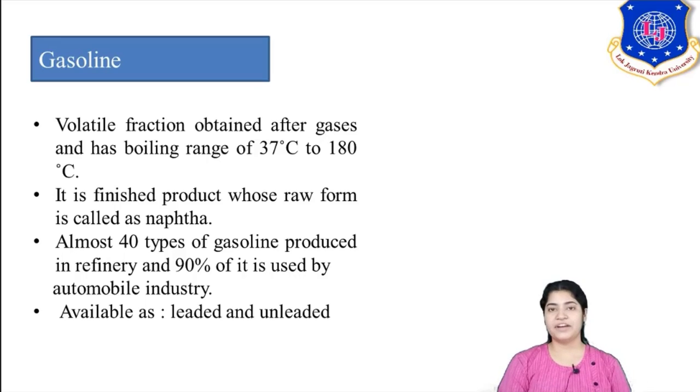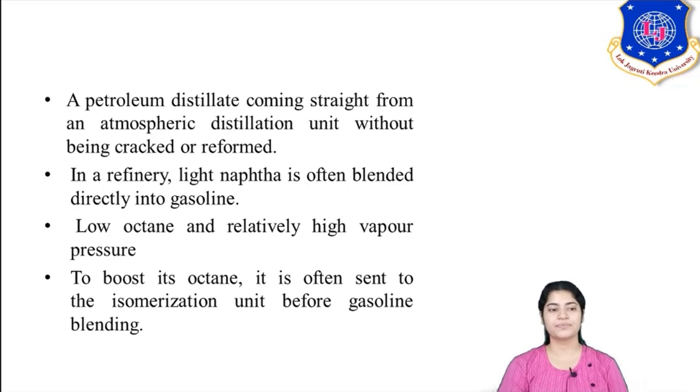Now, a refinery produces up to 40 types of gasoline, and of course 90% of it is used in the automobile industry. The petrol we use is gasoline itself, so it is mainly used as an automobile fuel. It is available as leaded and unleaded. We will study further in its different tests why there is a need to make it leaded and unleaded, and why lead is added to the gasoline.